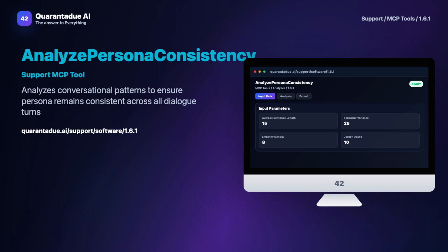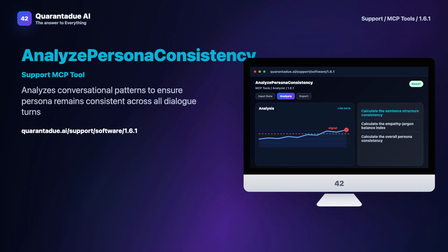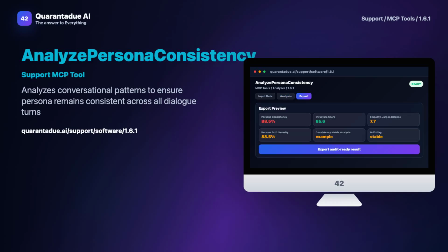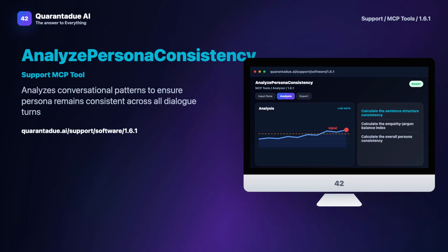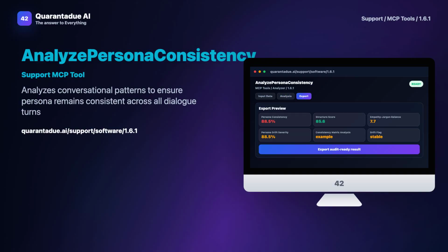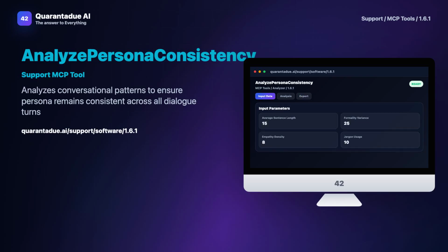Analyze persona consistency is support software for a specific operational decision. It analyzes conversational patterns to ensure persona remains consistent across all dialogue turns. This video explains what the tool does, why the workflow matters, and how the output becomes useful decision evidence. This platform helps you reduce assistant review rules and manual interpretation.